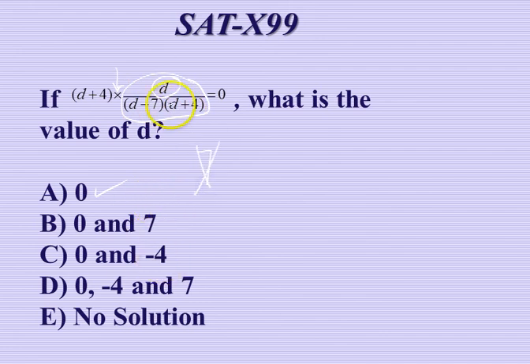And if you put negative 4 in that second fraction, again, if you put negative 4 in for D, negative 4 plus 4 is 0, you get a 0 in the denominator, cannot do it. So negative 4 and 7 are eliminated. The only choice which is going to work is 0. 0 will make that entire left-hand side equal 0, so our answer is A.